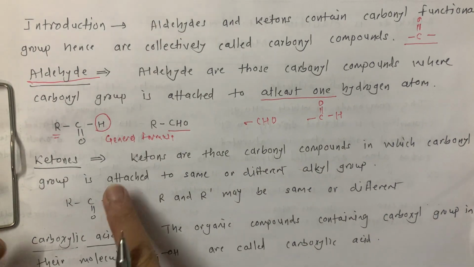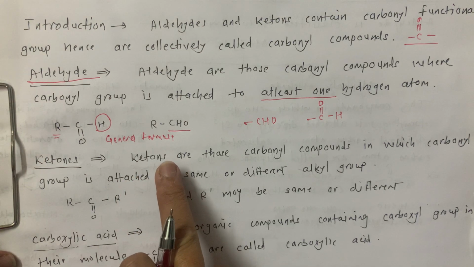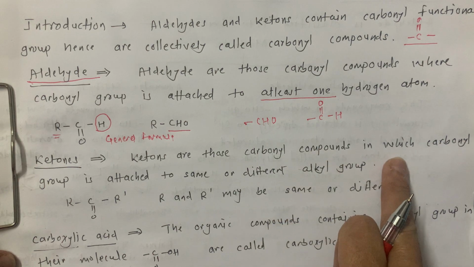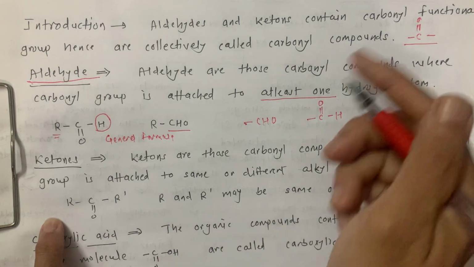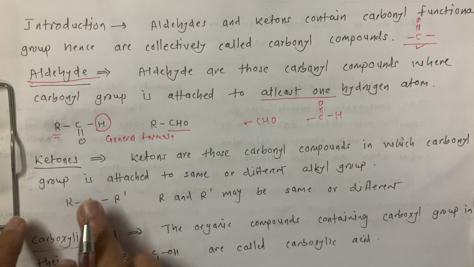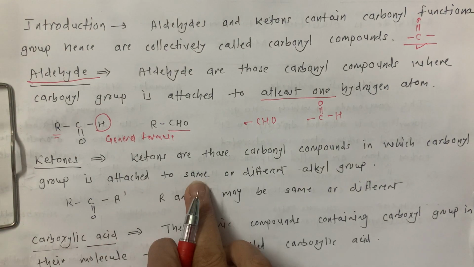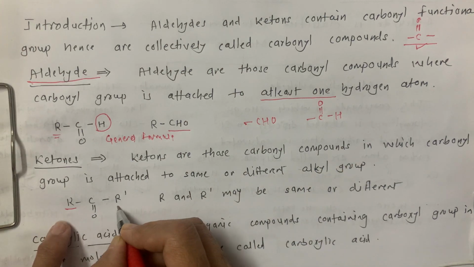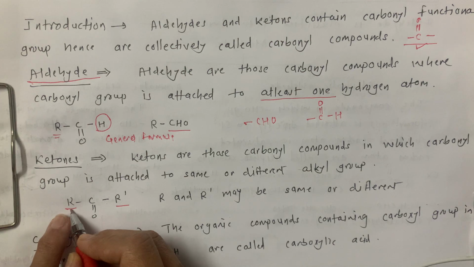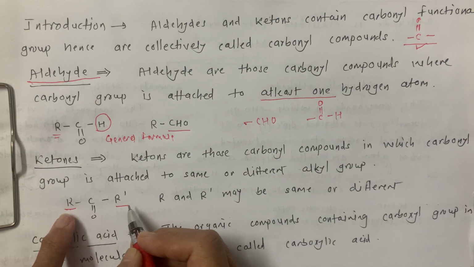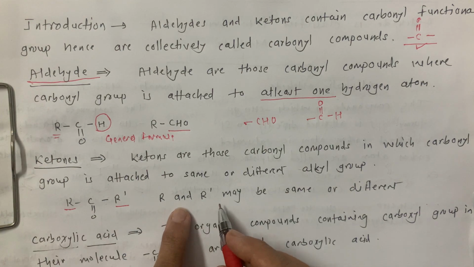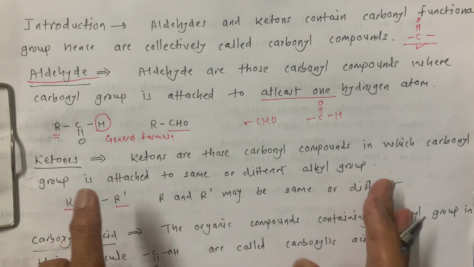Next are the ketones. Now what are ketones? Ketones are those carbonyl compounds in which the carbonyl group is attached to the same or different alkyl groups. So this is R and R dash. R is the alkyl group, and R dash may be the same or different.